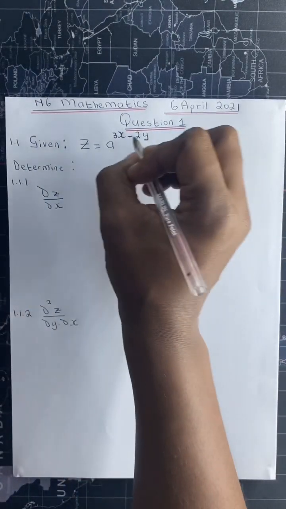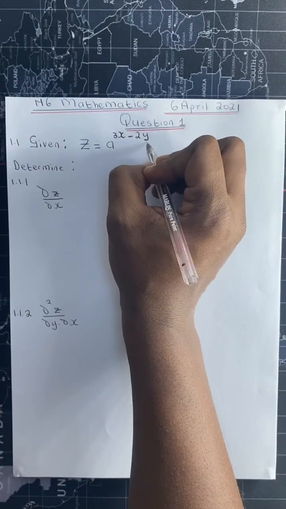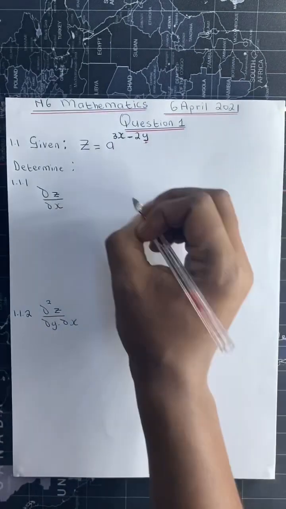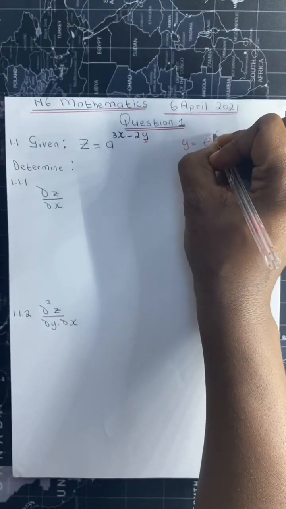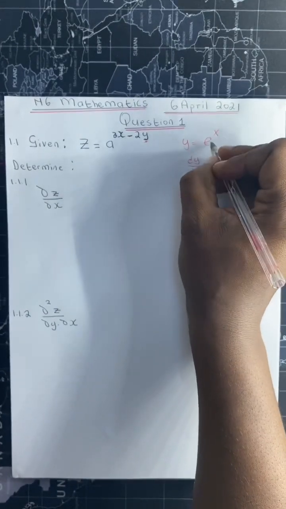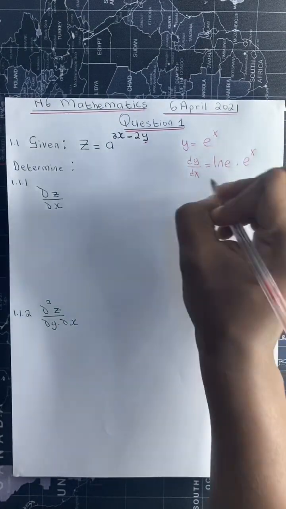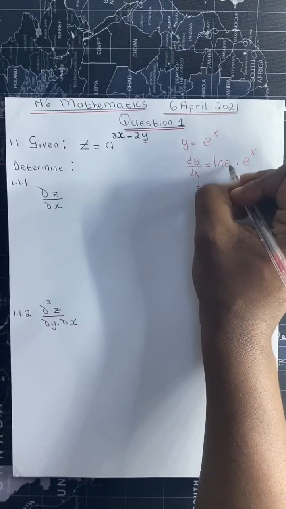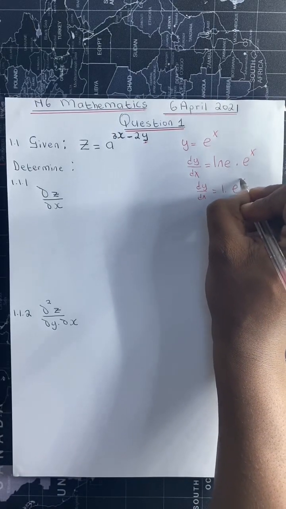So we have to determine the partial derivative with respect to x, so we'll treat that 2y as a constant because it doesn't have any x attached to it. We know that when we have y equals e to the power x, when we differentiate y with respect to x, we have to ln the base, so ln e multiplied by e to the power x. So dy over dx will be equal to ln e, which is 1, so this will be equal to e to the power x.